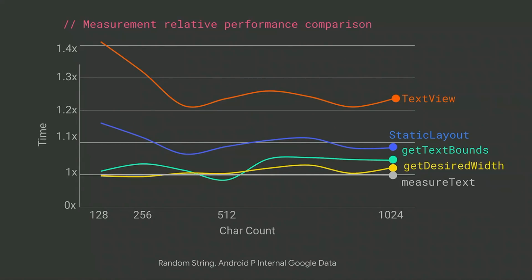So compared to measure text, you will see that layout getDesiredWidth and Paint getTextBounds are quite cheap to run. They are similar. But once you get into creating a static layout, or once you ask TextView to measure text, that gets more and more expensive. So now that you know what each of these methods do, make sure you use the one that makes sense for your use case.